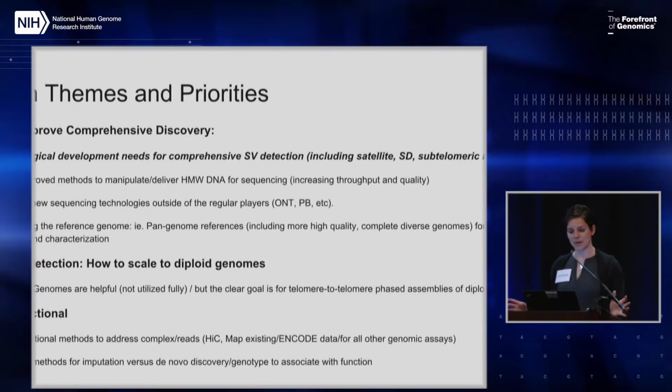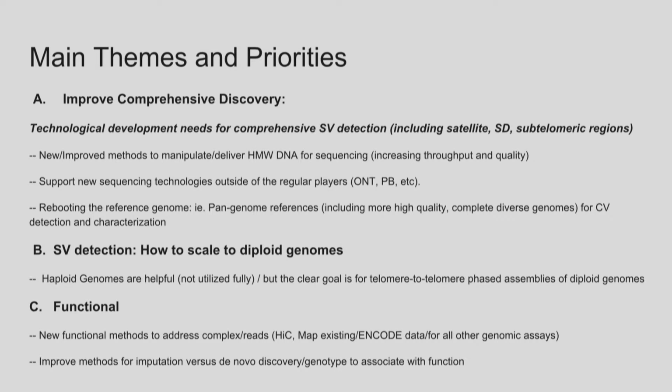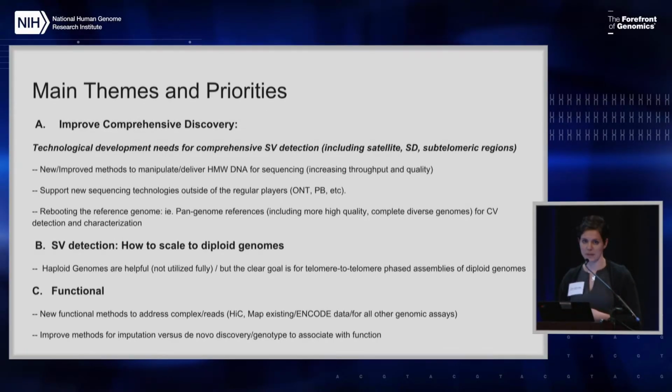The main themes and priorities, we broke them into 3 groups. One was really emphasizing this need to improve comprehensive discovery, or to push on the technological developments needed for comprehensive SV detection. And this would bring into focus the satellite DNAs, the segmental duplications, the subtelomeric regions, the TE biology. All of this type of component should be on the forefront of NHGRI's priority. Also, to do this, one might need to invest in new and improved methods to manipulate or deliver high molecular weight DNA for sequencing, with the ultimate goal of increasing throughput and sequence quality at the base level.